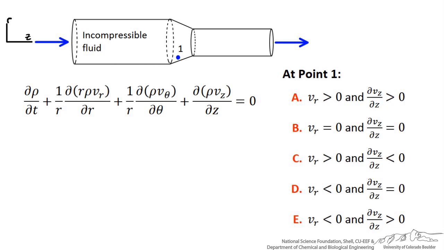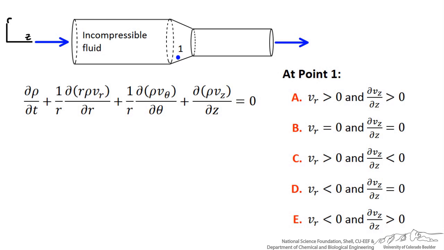An incompressible fluid is flowing through a contraction in a pipe shown here. Now at point 1 within the contraction section, we are curious about the velocity of the fluid in certain directions, specifically the radial velocity Vr and the axial velocity change with axial position, dvz/dz.